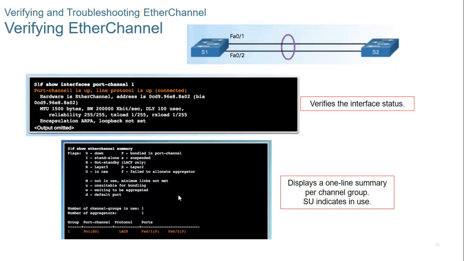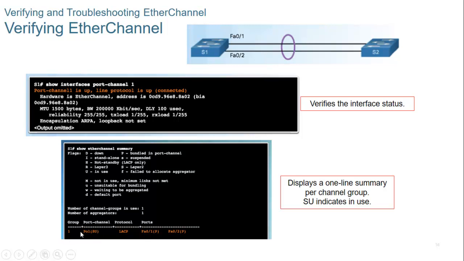Let's look at a few examples. Here, we are using this topology. So show interfaces port channel 1. You will see that the port channel is up, the line protocol is up, and you can verify the interface status. Show etherchannel summary will show you what is going on, and we can see here that the number of channel groups in use is 1 because we only have 1. The number of aggregators is 1.